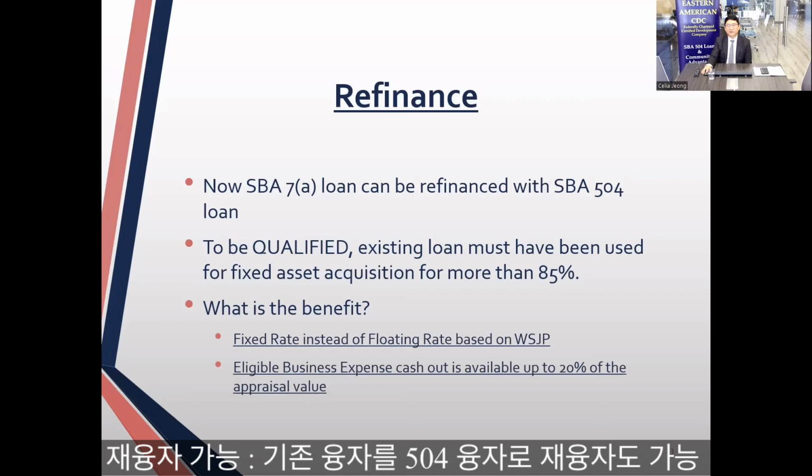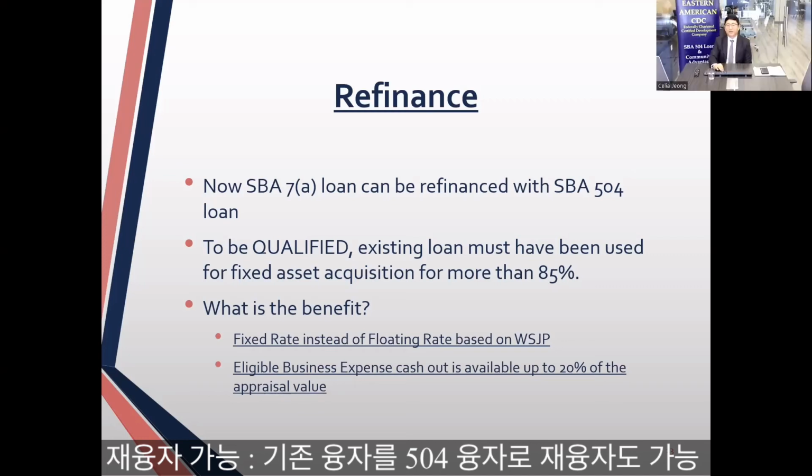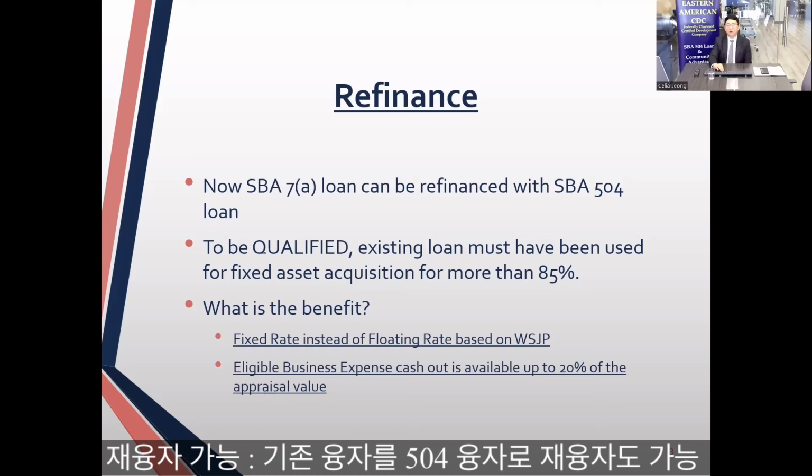What is the benefit? A 7(a) loan is a floating rate, adjusted every 3 months based on the Wall Street Journal Prime, but this is going to be 25-year fixed. And there's a cash out possible. We call it eligible business expense. It is a cash out program, and we can cash out up to 20% of the operator value.